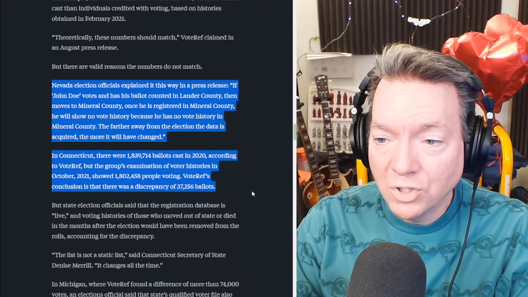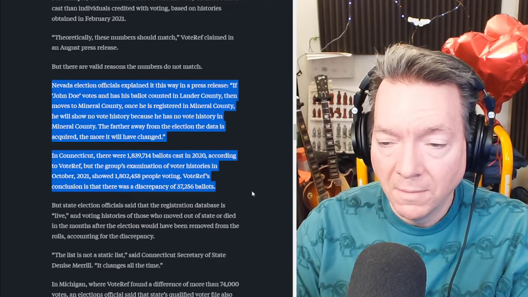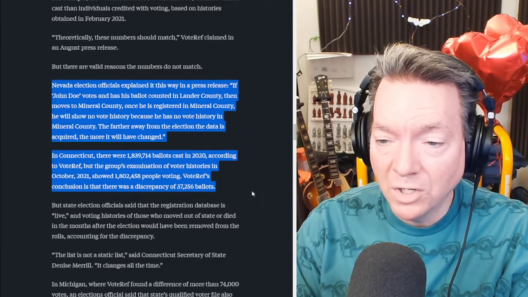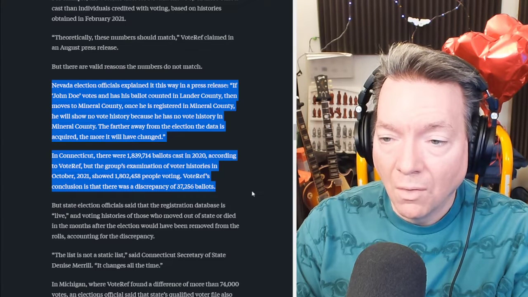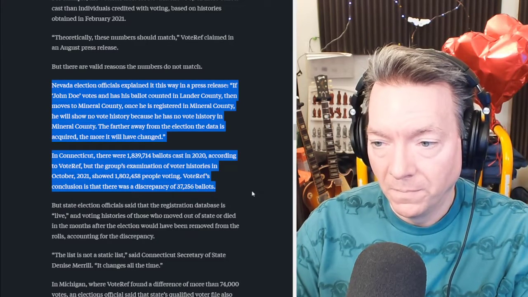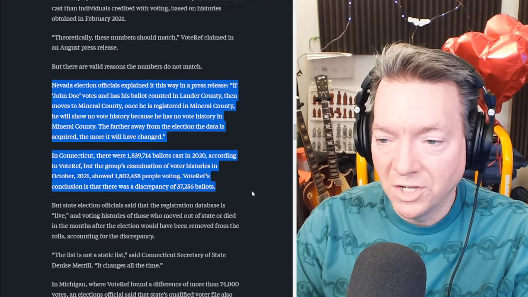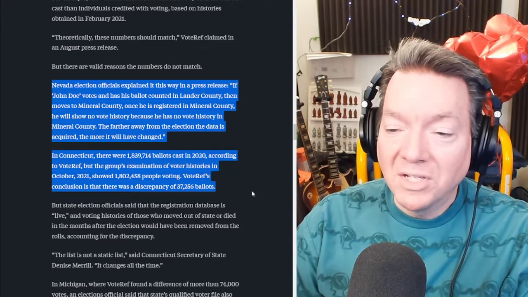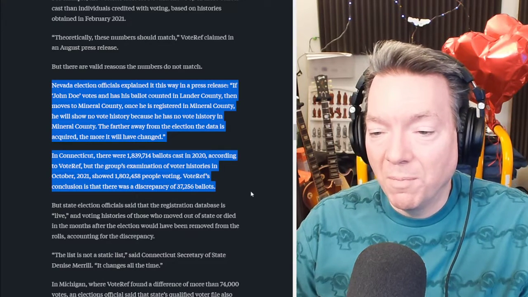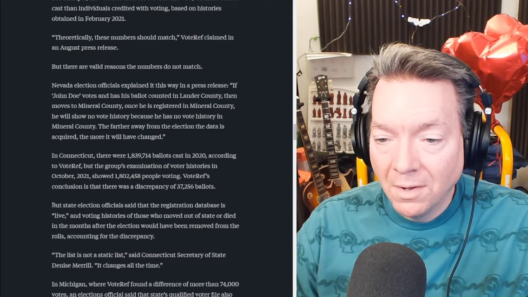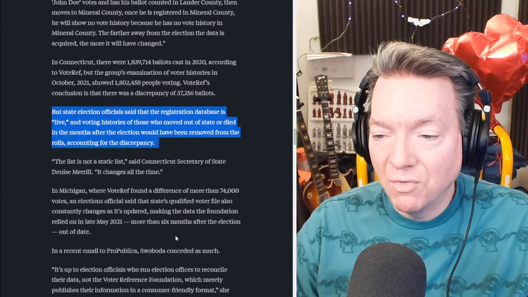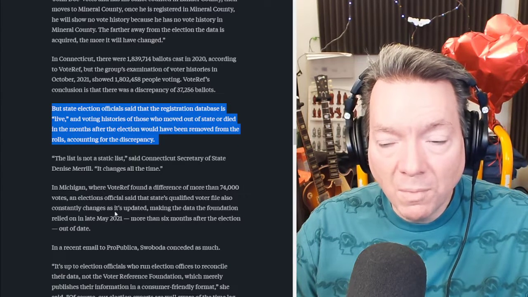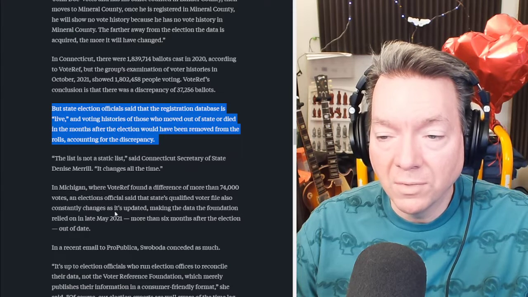In Connecticut, there were almost 2 million ballots cast in 2020. But the group's examination of voter histories in October 2021 showed almost 2 million people voting. The conclusion is that there was a discrepancy of 37,000 ballots. But state officials say that the registration database is live, and voting histories of those who moved out of the state or died in the months after the election would have been removed from the rolls, accounting for the discrepancy.